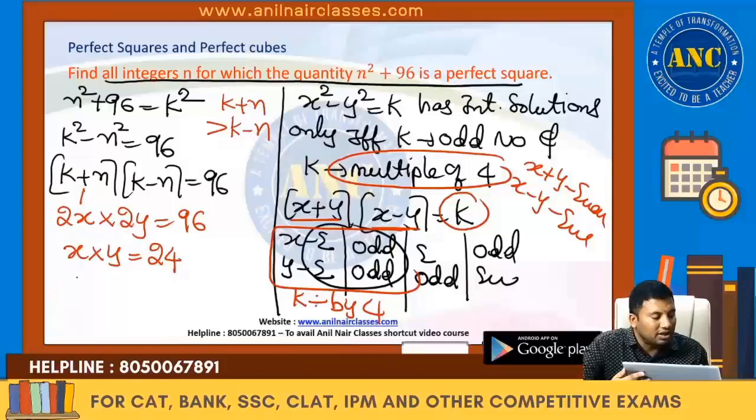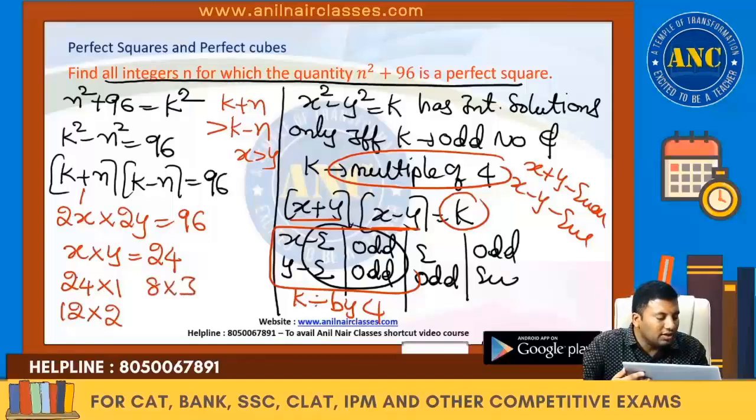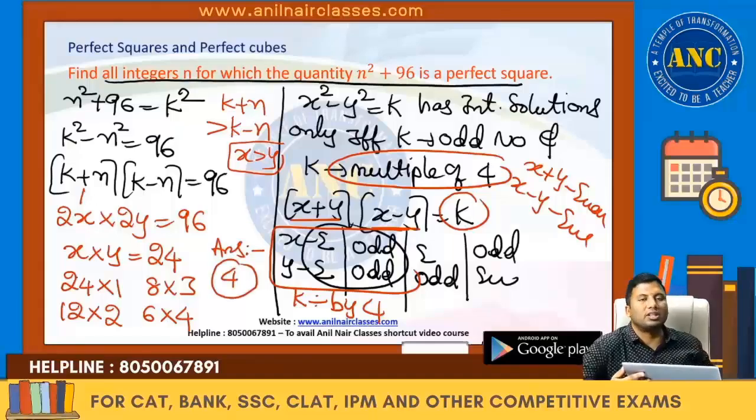So k plus n, and so we will write all the factors. 24 into 1, that means x is greater than y. 12 into 2, next is 8 into 3, next is 6 into 4. There is no other way we can write. 1 into 24, if I write, y will be greater than x, but x is greater than y. So how many cases did we get? We got a total of 4 integral solutions for this equation.